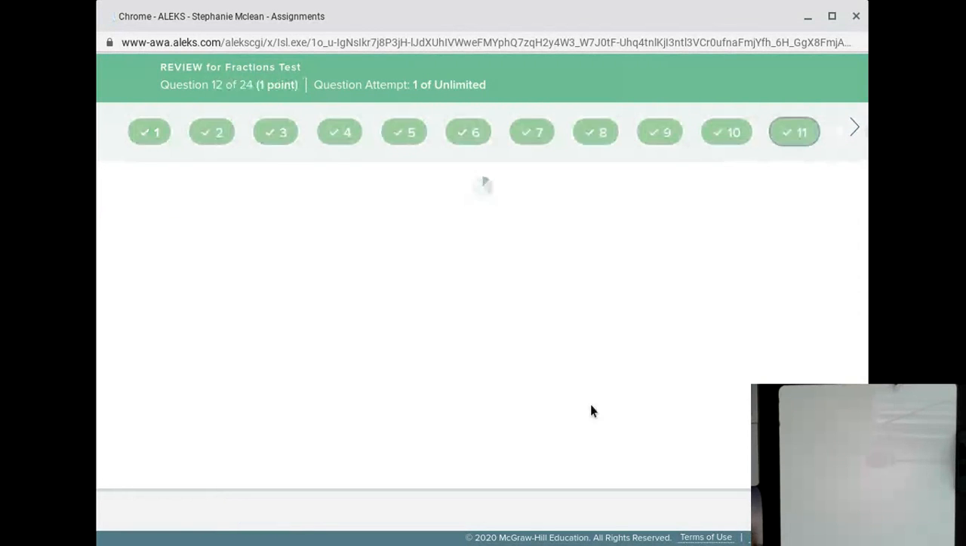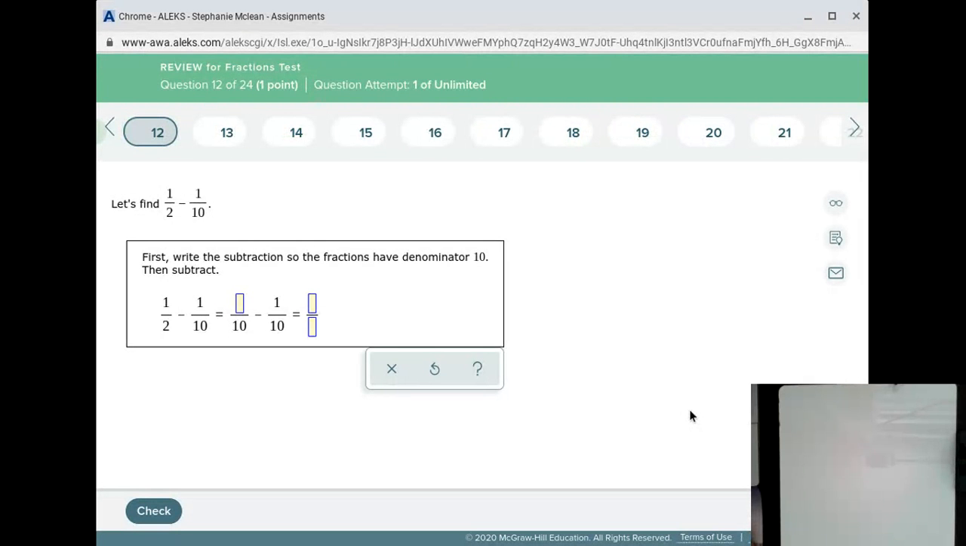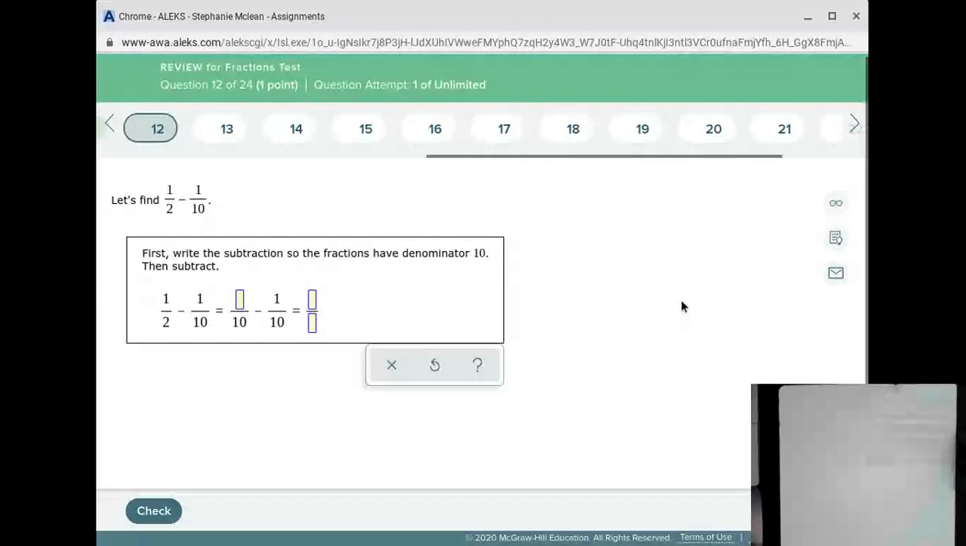Let's go ahead. You have 25 problems on your test. There are 24 problems in the review. So the amount of time it takes you to get through the review is approximately how much time it's going to take you to get through your test.